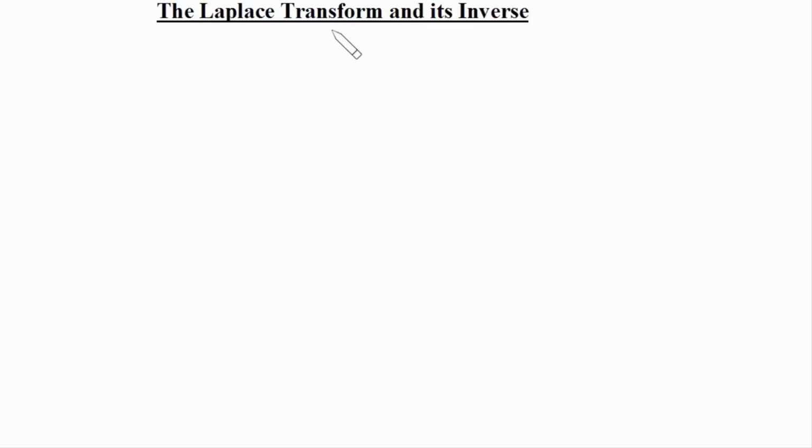This clip is just an introduction to something called the Laplace transform, which is a concept in mathematics in itself, but it also has uses for ordinary differential equations, and that's why we're learning it. And it also has something called an inverse. And let's start with the definition.